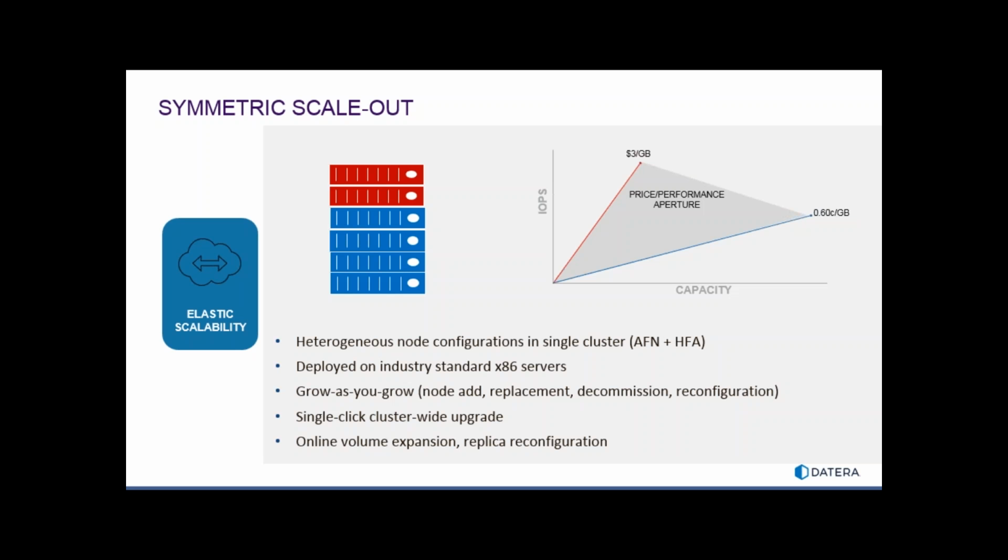The second thing is, like I said, you could grow as you go. You can add nodes. You can replace old generations of hardware, decommission the nodes. You can reconfigure the cluster if you wanted to add new environments, etc. Maybe break up the cluster from a large cluster to a small cluster and vice versa. So it gives you a lot of benefits in how you want to consume the environment. We have a single-click cluster-wide software upgrade process. Makes it very simple for the maintenance updates and new software release updates. Like I talked about earlier, you can do online volume expansion, replica reconfiguration, and the like. So it gives you a lot of capability from a symmetric scale-out product perspective.